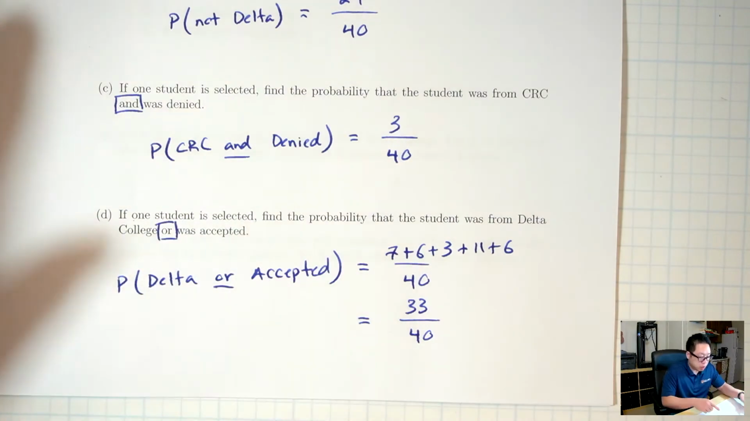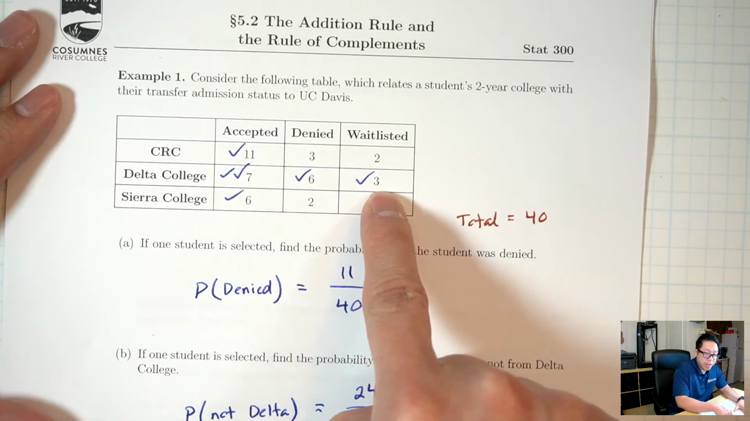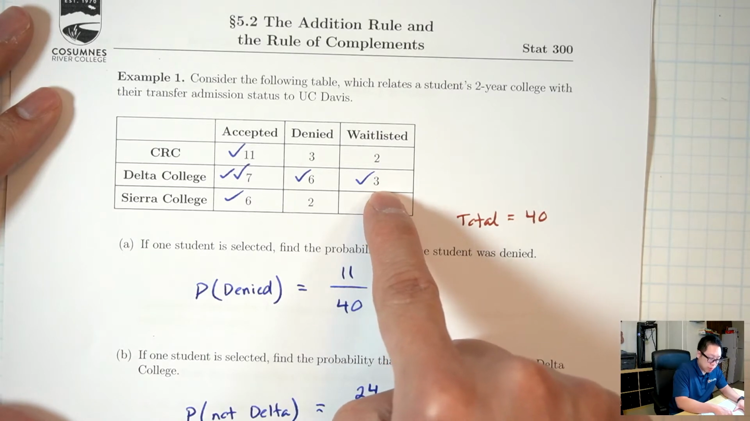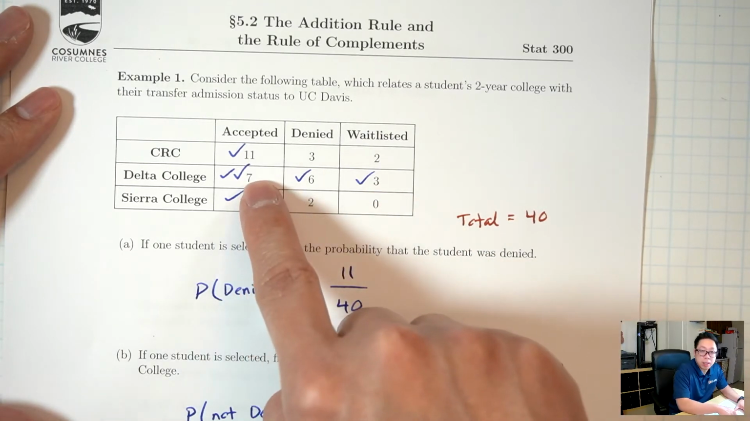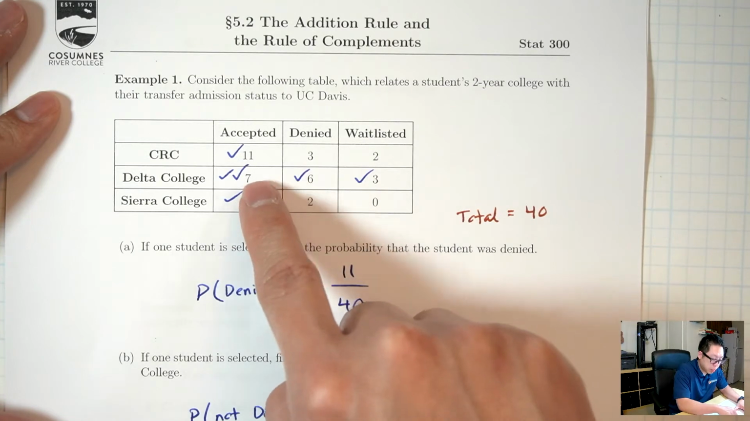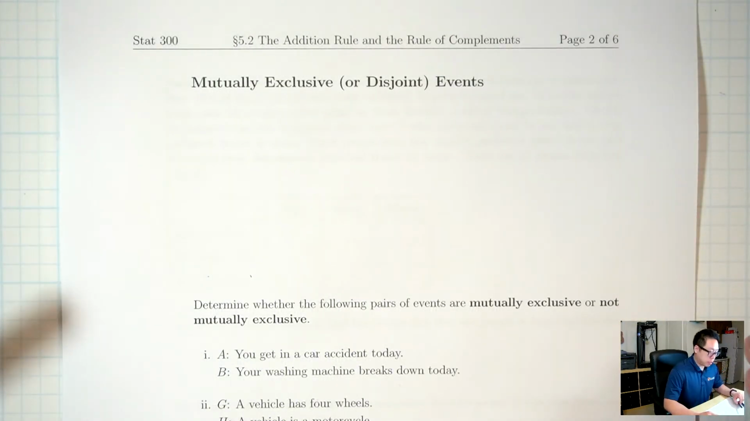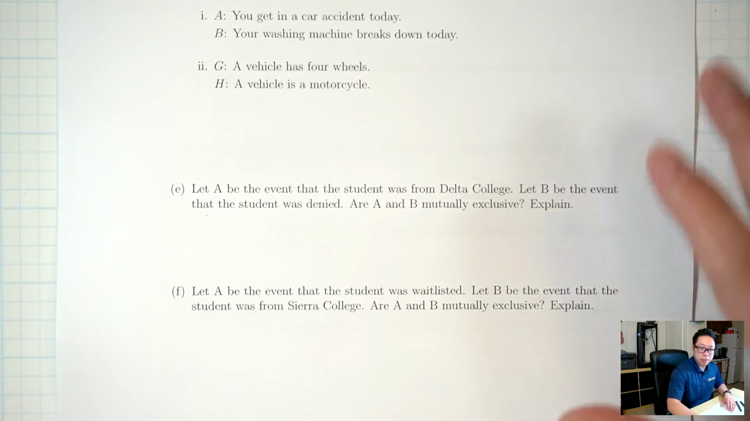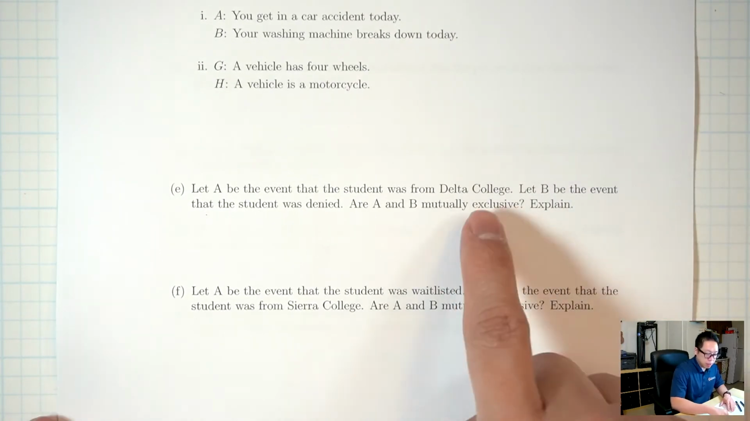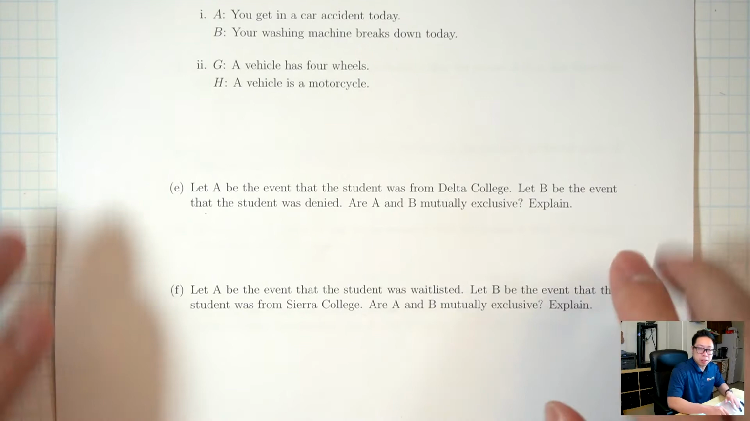The way I usually do it is I take all the first requirement numbers and then add on all of the second requirement numbers, being careful not to count anything twice. So being careful not to count the 7 twice. All right, we're not done with example 1 yet. We still have parts E and F, but before I talk about parts E and F, I have to tell you what mutually exclusive means.